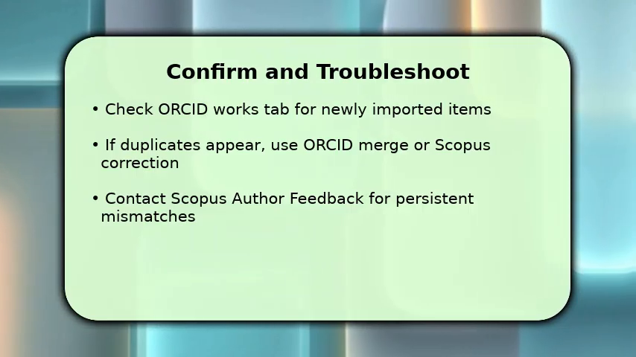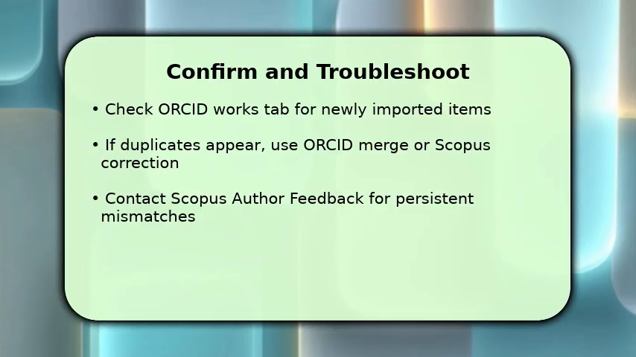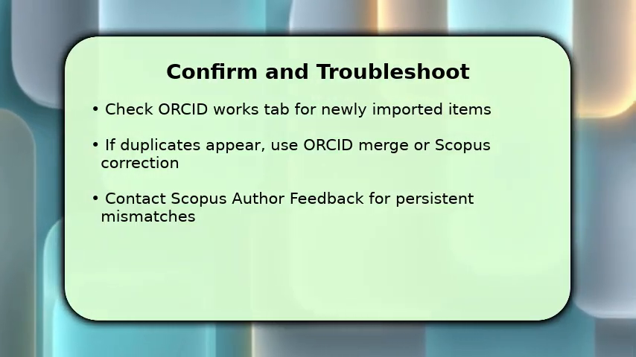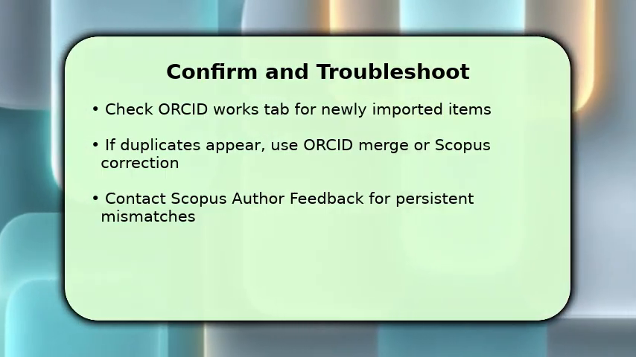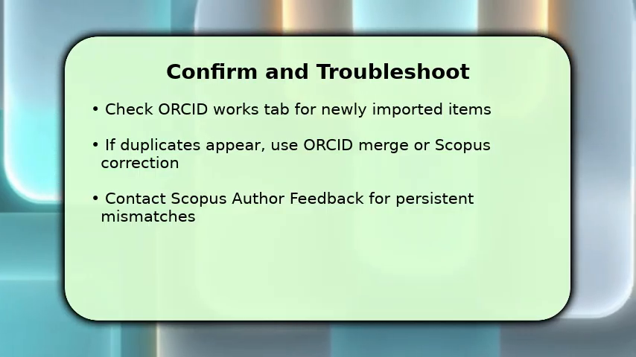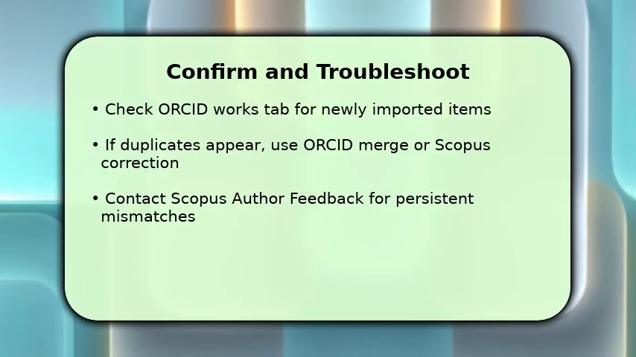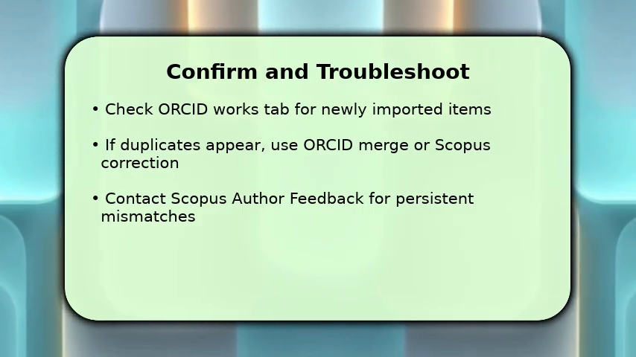If some items are missing or duplicated, use ORCID add/merge tools and check Scopus author details for variant names or affiliations. If automated linking fails, request a Scopus author feedback correction and rerun the ORCID link after fixes. A key tip: if links don't appear, clear browser cookies or try a private window to avoid cache sessions blocking the OAuth handshake.